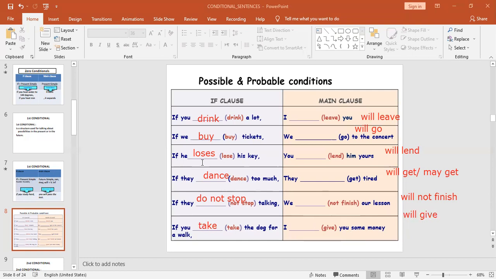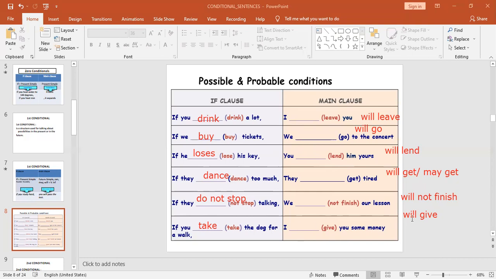So as you see, the first one, drink, will leave. Number two, buy, will go. Three, loses, will end. Four, dance, will get or may get. Five, don't stop, will not finish. The last one, take, will give or may give or can give.